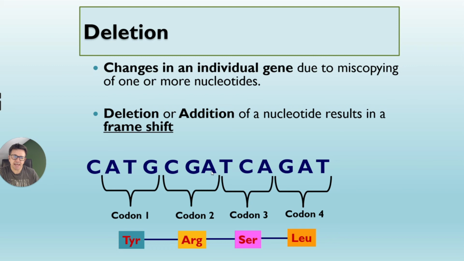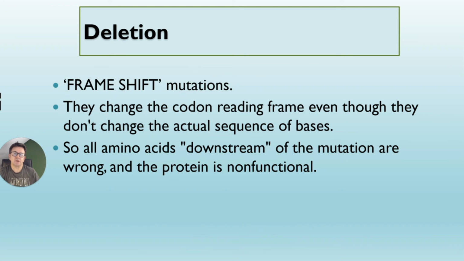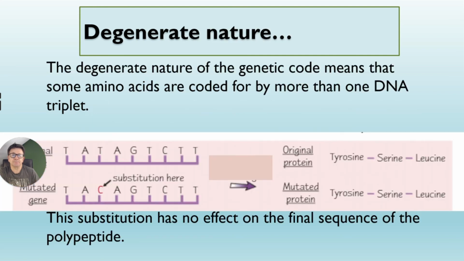So you can see here, CGA, let's get rid of the A, and you can see then it moves across and it changes these first two amino acids, and that can have pretty serious consequences. So they change the codon reading frame, even though they don't change the actual sequence of the bases sometimes. So all amino acids downstream from there are wrong, and the protein is therefore non-functional.